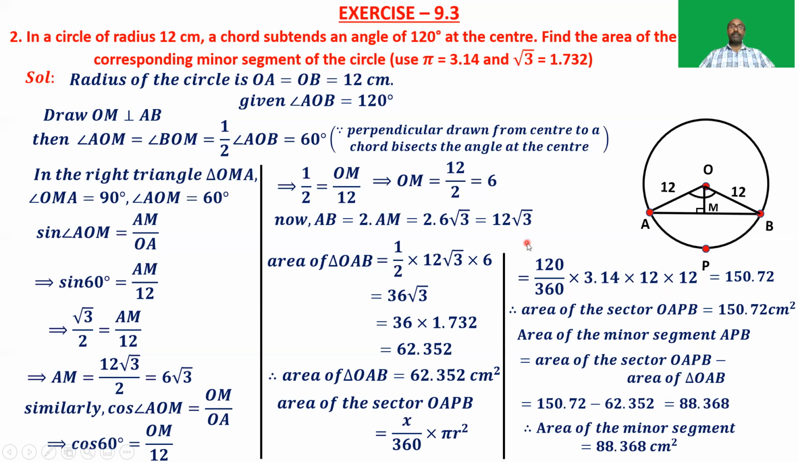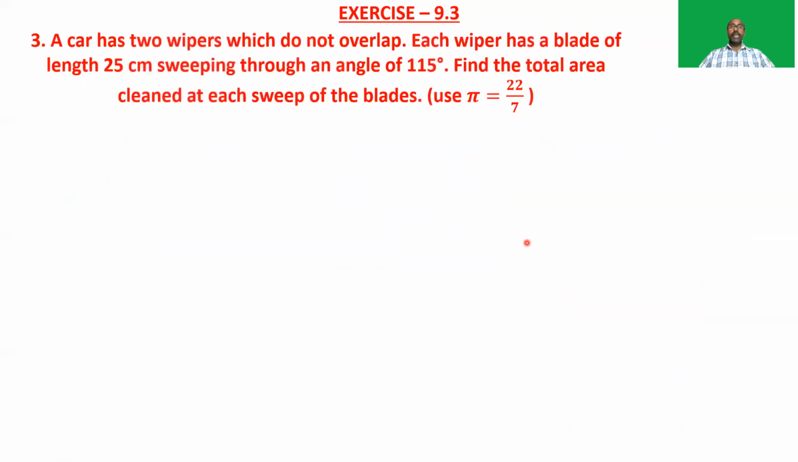So take the next one. A car has two wipers which do not overlap. Each wiper has a blade of length 25 centimeters sweeping through an angle of 115 degrees. Find the total area cleaned at each sweep of the blades. This is the question. Here we have to use pi is equal to 22 by 7. So I am drawing the figure for given problem.